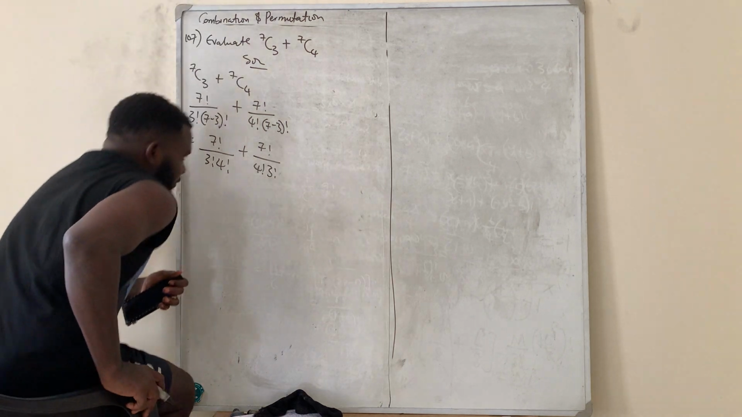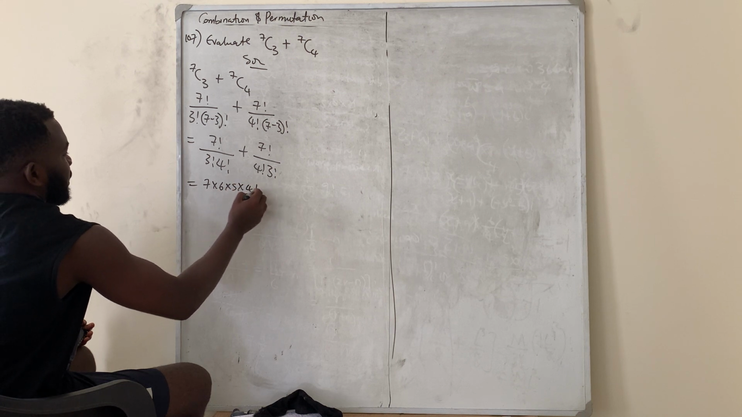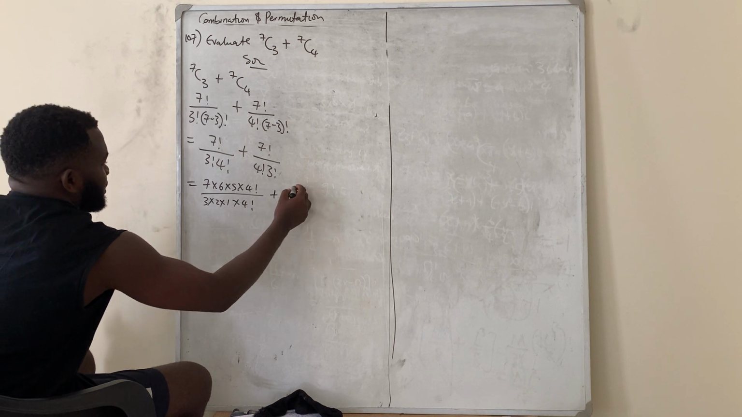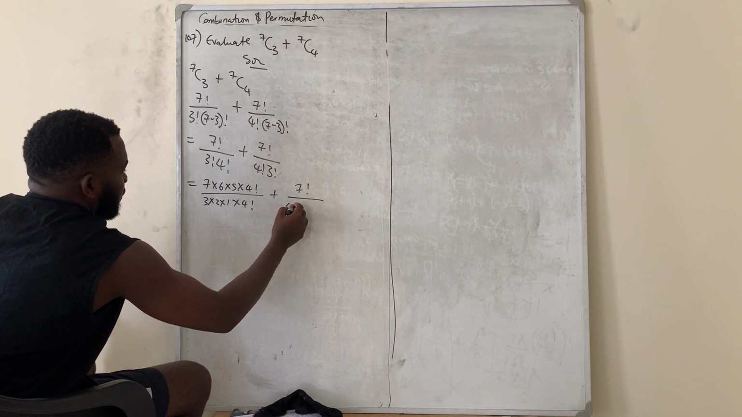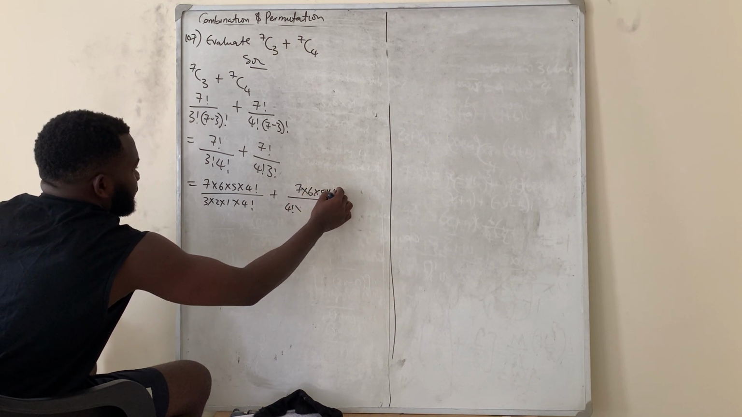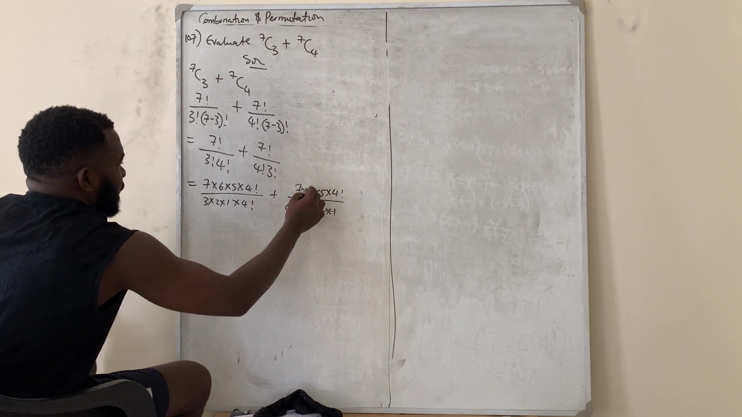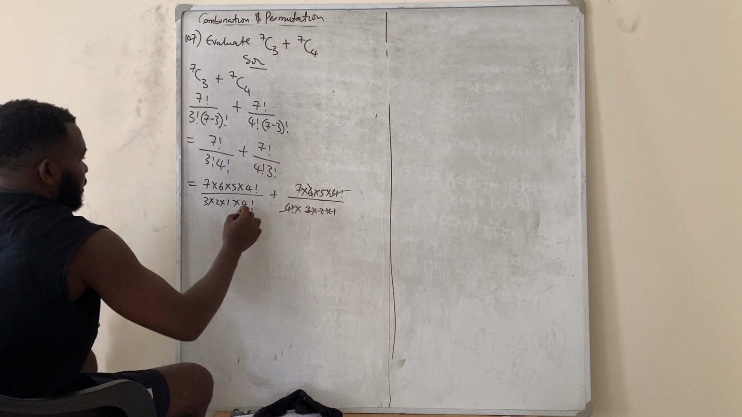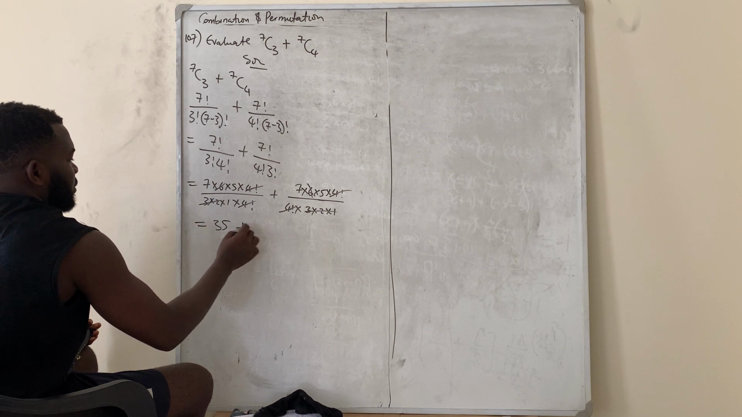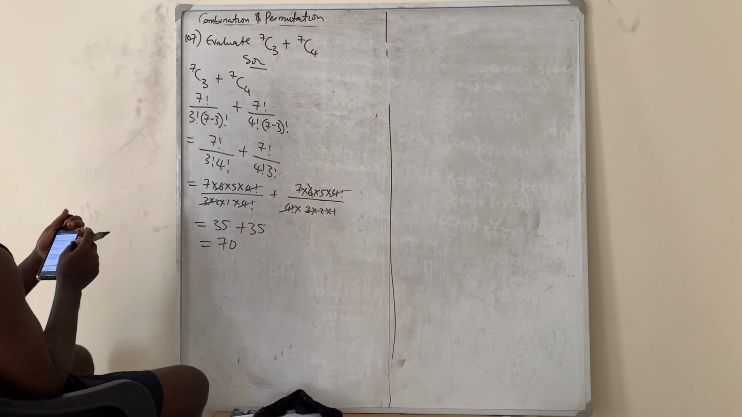So I'm left with 7 factorial all over 3 factorial 4 factorial, plus 7 factorial all over 4 factorial 3 factorial. So if you do that, you have 7 times 6 times 5 times 4 factorial all over 3 times 2 times 1 times 4 factorial, plus the same thing here. Now 3 times 2 times 1 will cancel 6, 4 factorial will cancel 4 factorial. The same thing happened here. So I'm having 35 plus 35, which is equal to 70. So the answer there is 70.